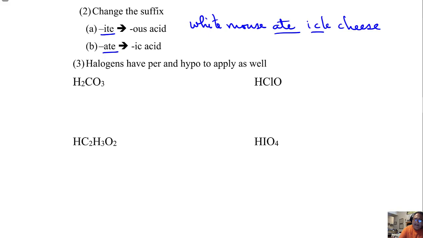Sorry, some of the white mouse ate. Oh, sorry, ate goes to ic, and ite goes to ous. I was like, where'd the rest of the saying go? So if it ends in ite, you go to ous, and vice versa if you're trying to go the other way, right? If it ends in ate, you go to ic. Not that, don't leave the k out of there. Oh, that's supposed to say ic. All right.